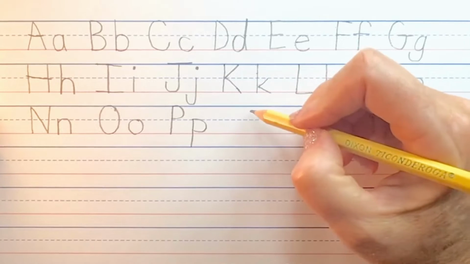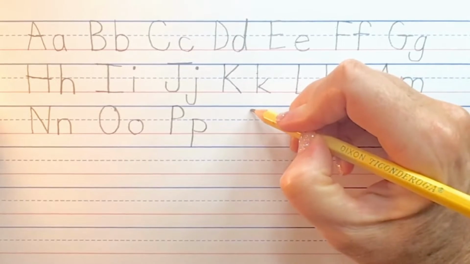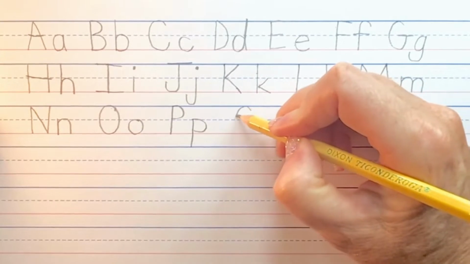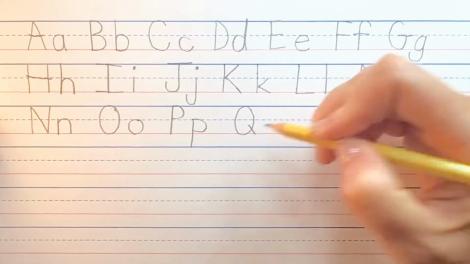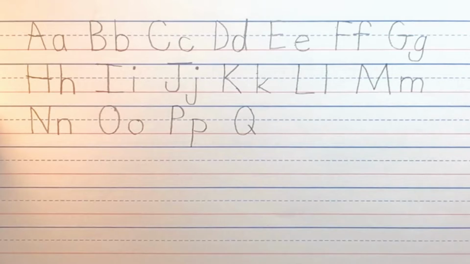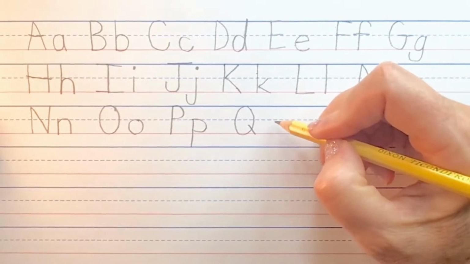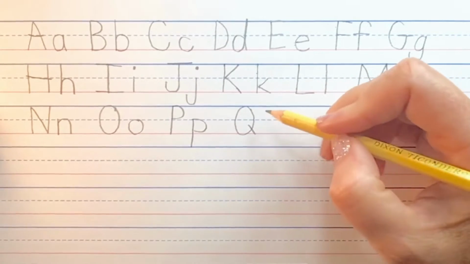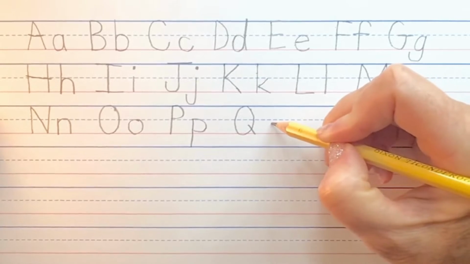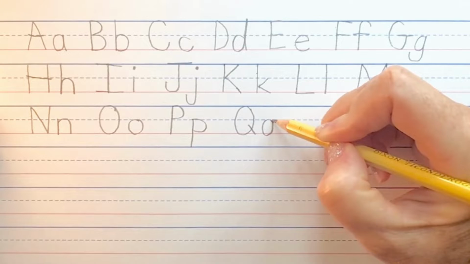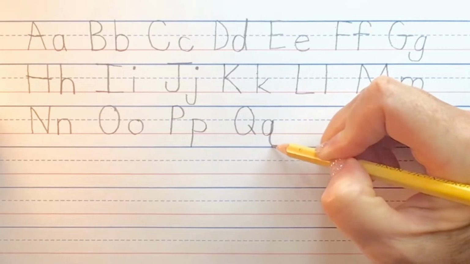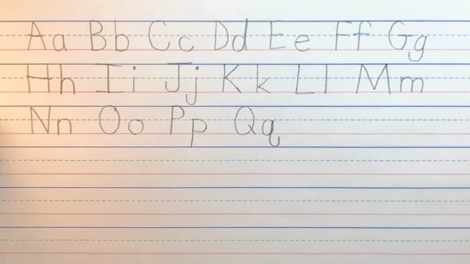Q, big curve just like O, start a little bit below, curve around and touch, and give it a little kick. Lowercase Q, you start just like the lowercase O, a little bit below that middle line, because you push up, touch, pull down, go below, and give it a little curve.